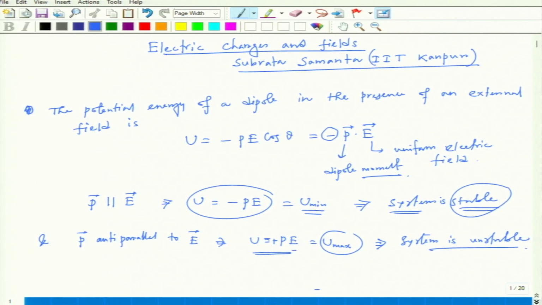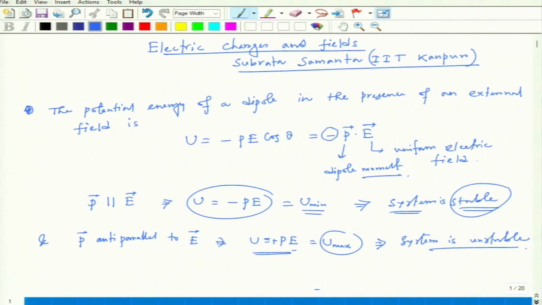And the intermediate concept is torque. Torque is applied to the dipole, which forces the dipole to rotate and try to align with the electric field, such that the potential energy is minimum and the system is stable.